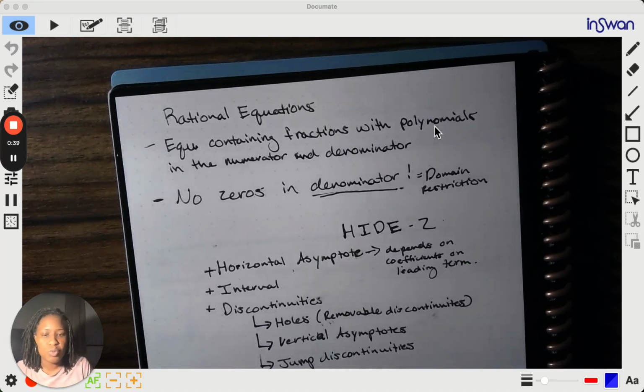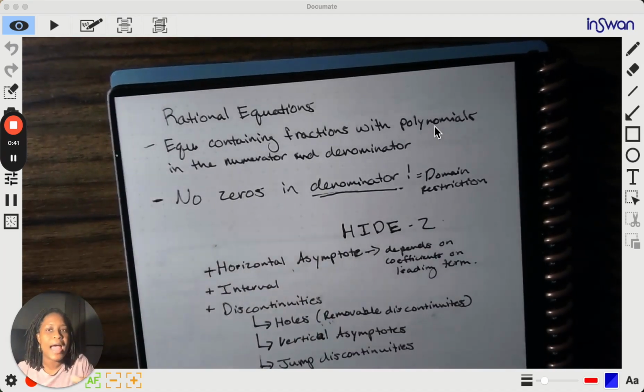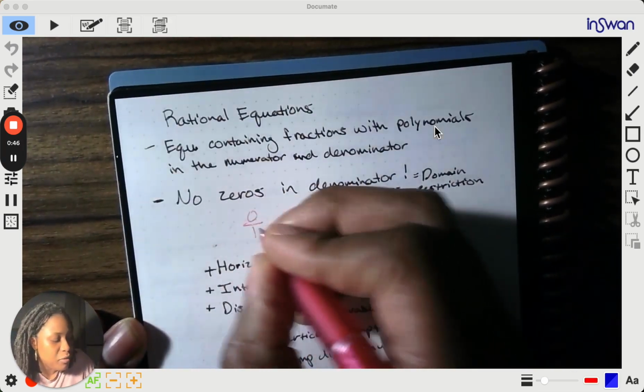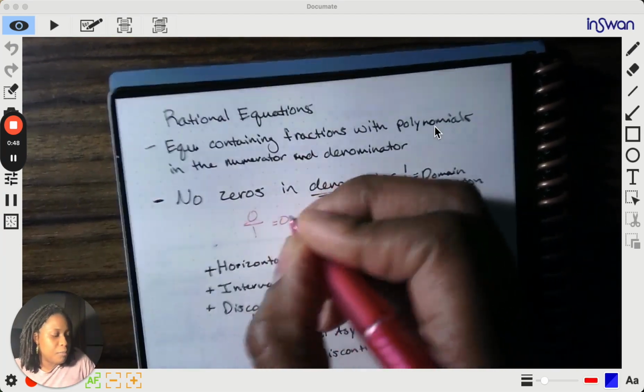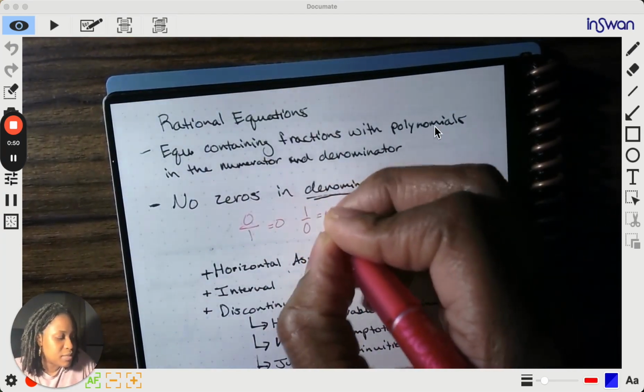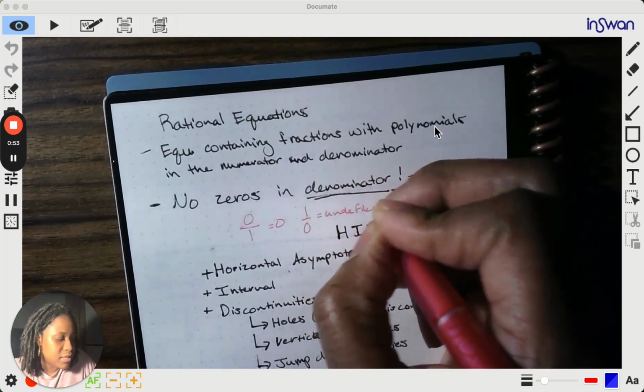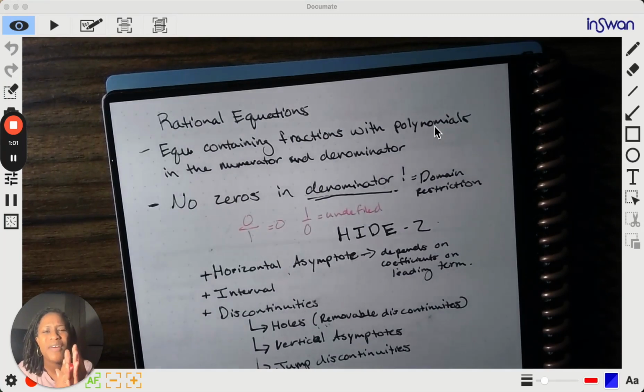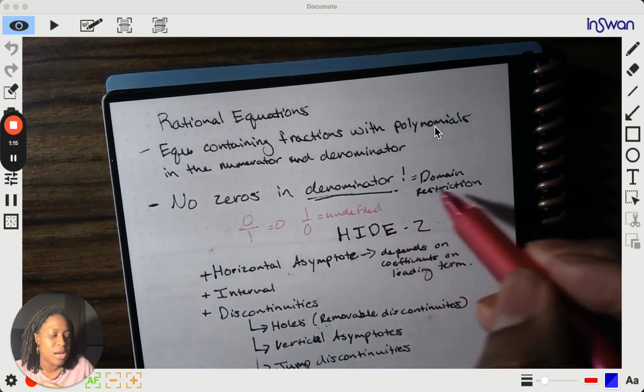Of course, one of those rules: no zero denominators. Why? Whenever you're dealing with math and you have a fraction, 0 over 1, that's 0. But 1 over 0, that's undefined. For some y value, there isn't an x value. So when we're dealing with an undefined function, we can't have an undefined function. So no zeros in the denominator.